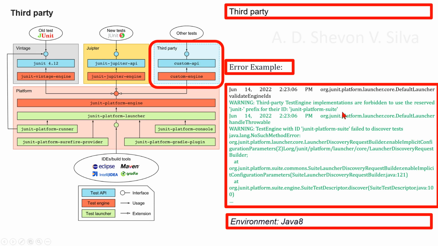Here, warning: third-party test engine implementations are forbidden to use the reserved junit- prefix for their ID. JUnit platform suite. Then org.junit.platform.launcher.core.DefaultLauncher handle throwable, etc.